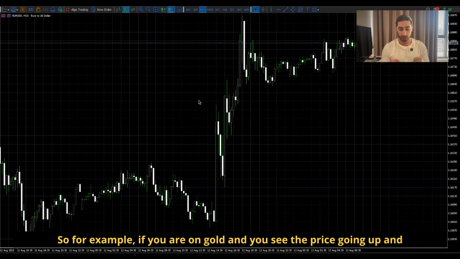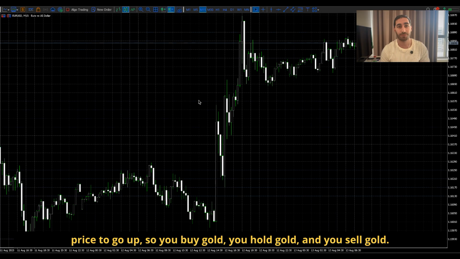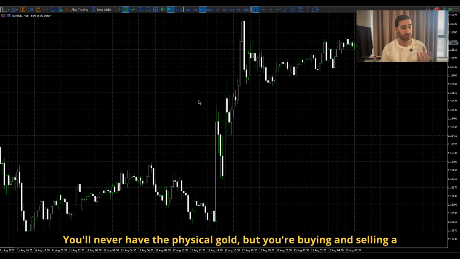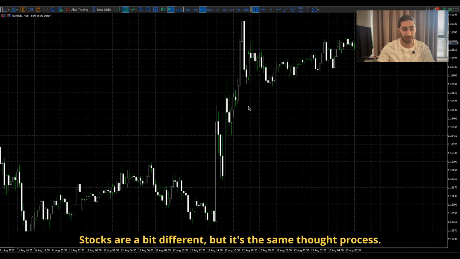So, for example, if you are on gold and you see the price going up, and you expect the price to go up, so you buy gold, you hold gold, and you sell gold. You'll never have the physical gold, but you're buying and selling a contract of the value of gold, basically. Euro USD is the same. Stocks are a bit different, but it's the same thought process.